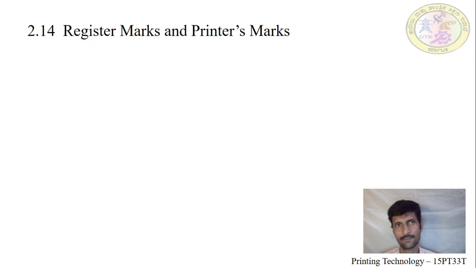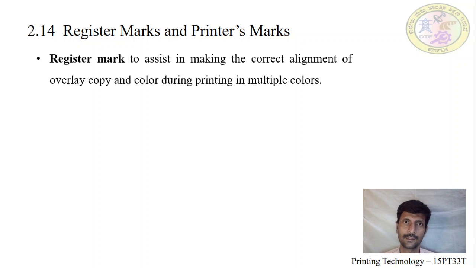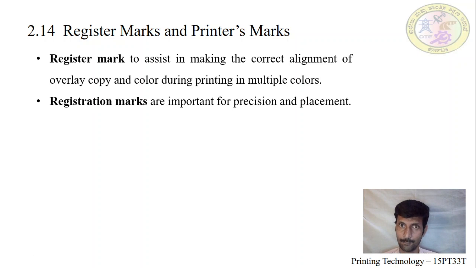Let us see the registration mark. Why is it required, and where will the printer marks be printed? Always it is printed at the bottom corner of the printed sheet. Why is it required? To make the perfect trapping or overlap of one color over the other color on the printed sheet, and avoid misalignment or moire pattern. To get a fine quality output, we require the register mark. It assists in making the correct alignment of overlay copy and color during printing in multiple colors. Precision and placement are important for one color over the other.